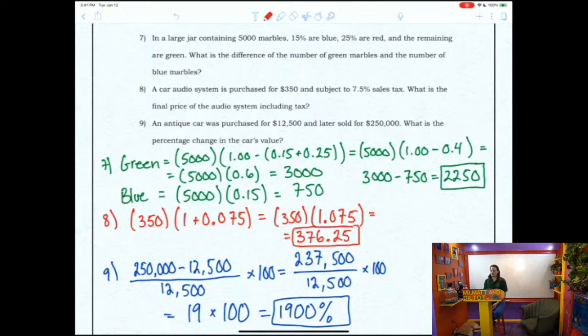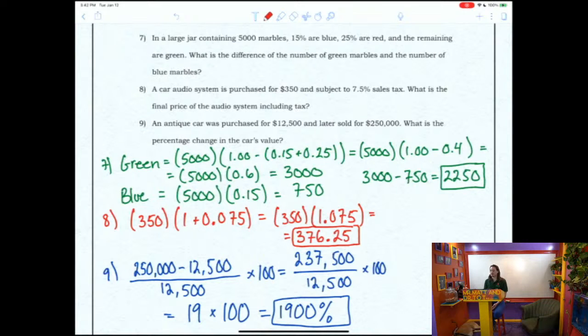For the blue marbles, they outright tell us that they're just 15% blue. So 15% of 5,000 marbles is going to be 750 marbles. 3,000 minus 750 is going to leave us with 2,250, which is the answer to number 7.